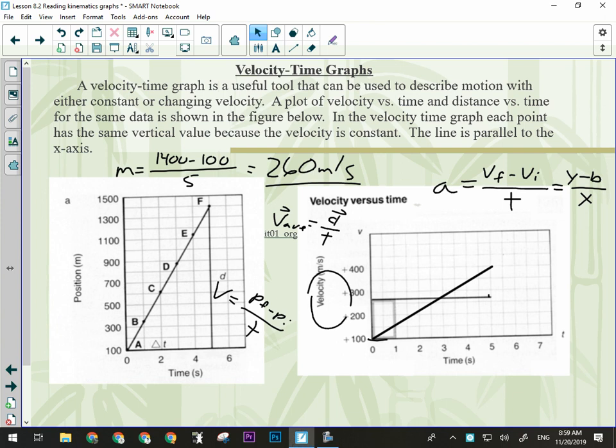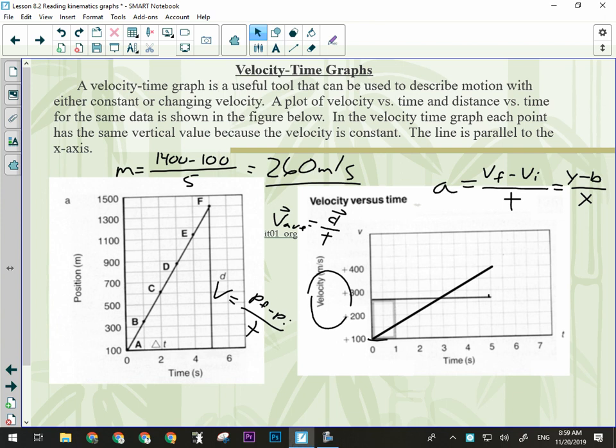Does it still have an average velocity? Yes, it does. Since it's changing its velocity at a constant rate from 100 to 400, where would I find its average? In the middle, exactly. Half the time it's going to be going faster than the middle value, and half the time it's going to be going slower than the middle value. So the middle value would be the average.